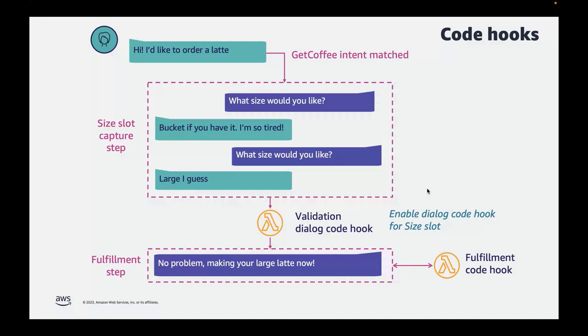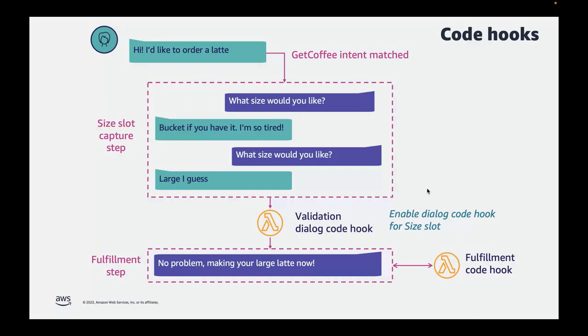So after we've successfully captured the slot, let's go out and check that the size is one we offer for that particular type of coffee. So we may have a small, medium, and large latte, but perhaps we only have one size for a flat white. But you also saw that the customer was struggling, and we only got to the validation code hook once we'd successfully captured the size.